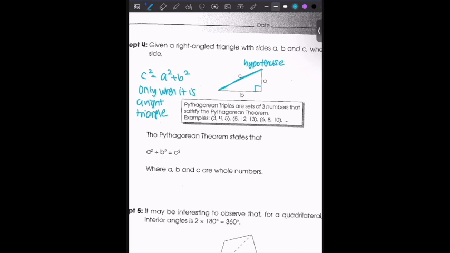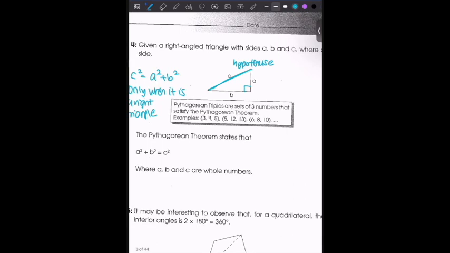Right, so we only use the Pythagorean theorem when the triangle is a right triangle. And also, it's really helpful if you memorize some common Pythagorean triples. The Pythagorean triples are combinations of A, B, C that are really common. Examples are 3, 4, 5, 5, 12, 13, and 6, 8, 10.